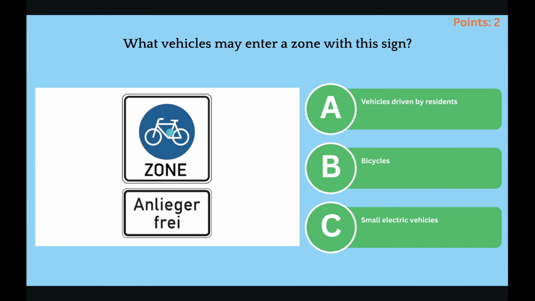Additionally, all bicycles and small electric vehicles like scooters are allowed to enter into this zone. However, if you are not a resident, if you are a visitor, or if you just want to pass through this street, you are not allowed. But if you are a resident, you are allowed to enter this street with your car or with your bicycles or scooters.